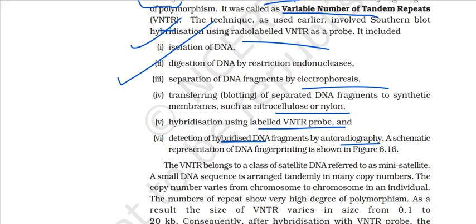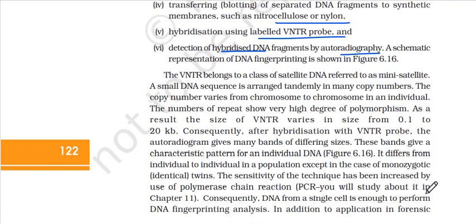The VNTR belongs to a class of satellite DNA referred to as minisatellites. So minisatellites are a certain amount of DNA, ठीक है, जिनको हमने centrifugation में classify किया था, तो VNTR भी minisatellites को ही belong करता है. A small DNA sequence is arranged tandemly in many copy numbers. The copy number varies from chromosome to chromosome in an individual.